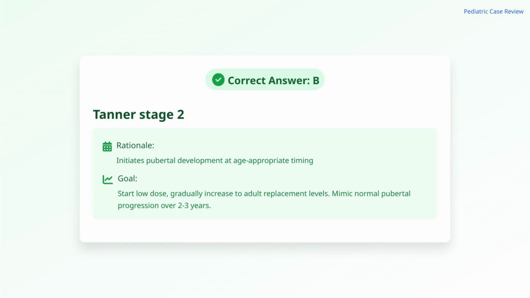Testosterone replacement should typically be initiated when puberty would normally begin, around Tanner stage 2 or age 14 years. Starting treatment at this developmental stage ensures age-appropriate pubertal progression while optimizing bone health and psychological well-being. Therapy begins with low doses, gradually increasing to adult replacement levels over 2 to 3 years, mimicking normal pubertal testosterone increases. This approach balances promoting development with allowing reasonable height attainment.